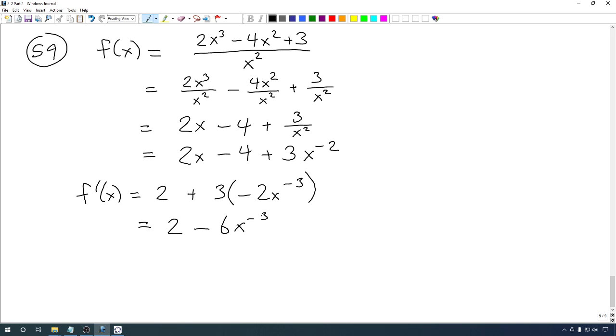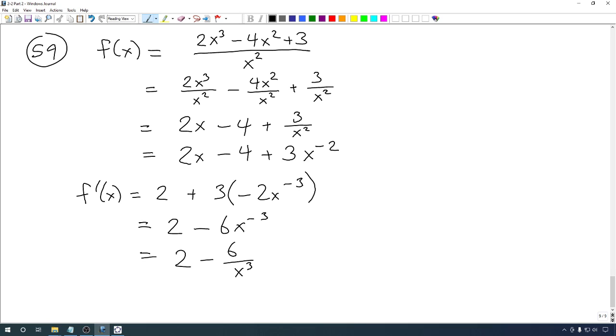And if we don't want to have the negative power in here anymore, we can now go ahead and do the opposite of what we did over here with the x squared on the bottom and turn this into an x cubed on the bottom. So this is really 2 minus 6 over x cubed. That's probably the way I'd like to write it, if given the option.